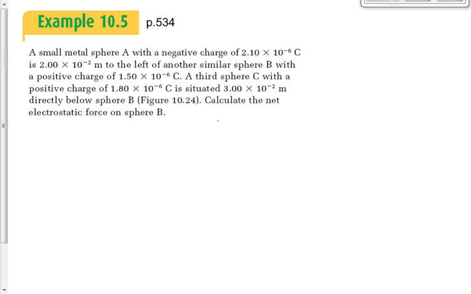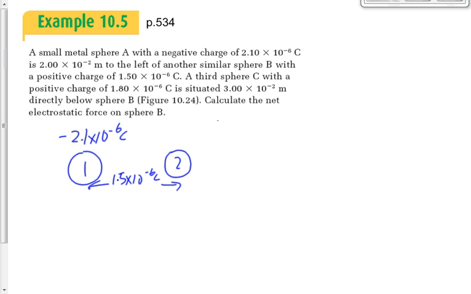It says a small metal sphere with a negative charge, call it charge 1, negative 2.1 times 10 to the negative 6 coulombs, is to the left of another one, sphere B or sphere 2, whatever you want to call it, 1.5 times 10 to the negative 6 coulombs, a distance of 2 times 10 to the negative 2 meters. All right, so far so good, right? This doesn't look any different than anything we've done so far.